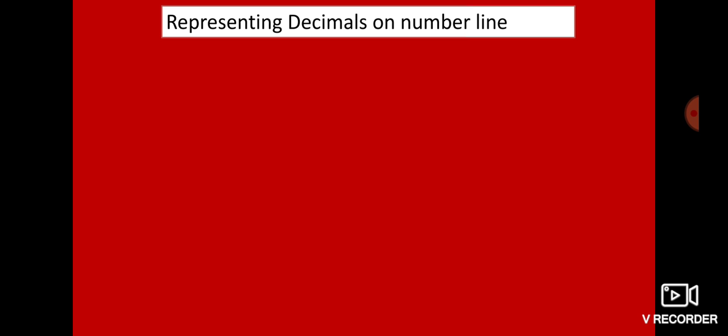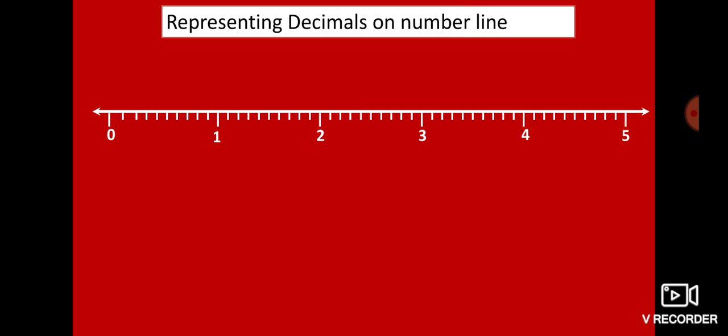Before that, we have to study the representation of decimals on the number line. We already studied representation of integers and fractions on the number line. Today, let's discuss representing decimals on the number line. Here you can see a number line from 0 to 5: 0, 1, 2, 3, 4, 5. In between 0 and 1, there are 9 points. The 10th point is 1.